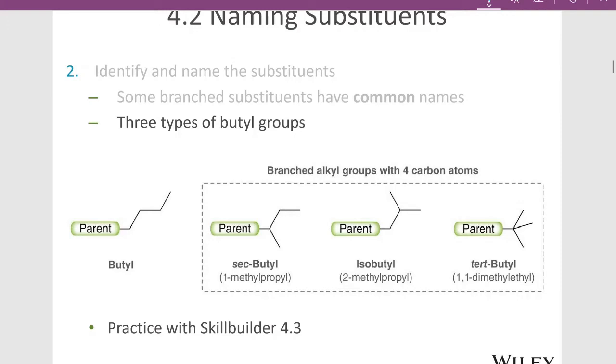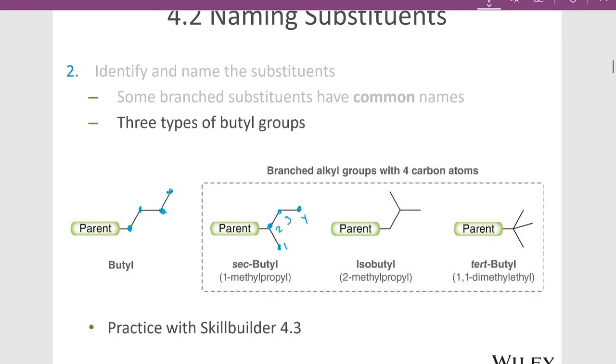The one on the left is a straight chain butyl group, where it's a straight chain with the first carbon attached to the parent and then all the other carbons follow in a line. Also, if we have a 4-carbon substituent, there are some branched substituents. We could have a sec butyl, where the parent is attached not at the first carbon of the 4-carbon chain, but at the second carbon of that chain. So that's why it's called sec butyl. It's attached to the second carbon.